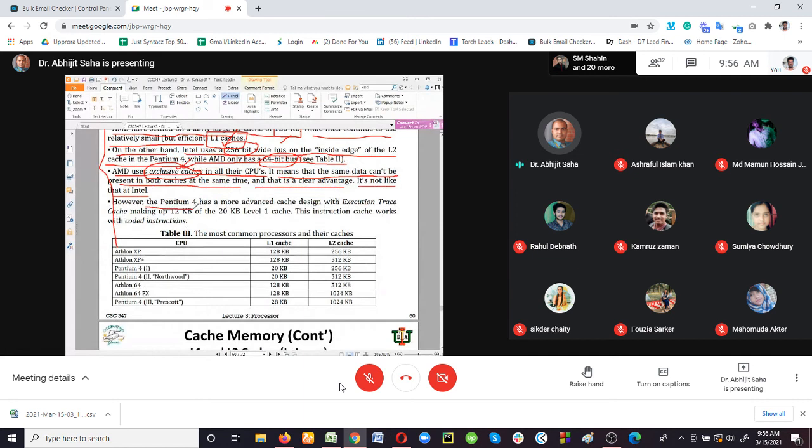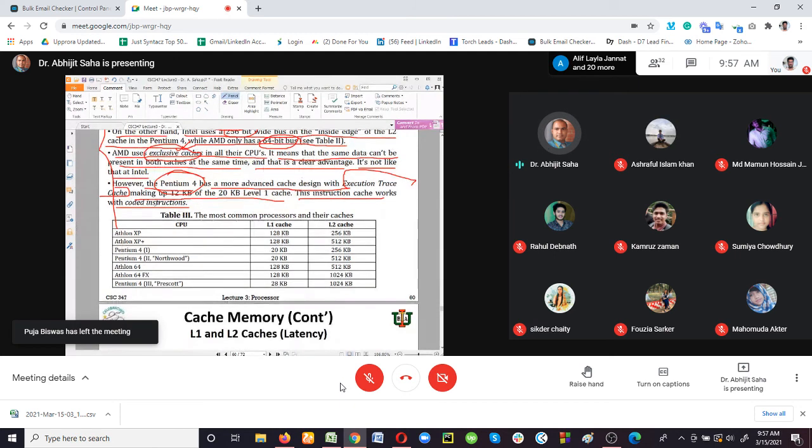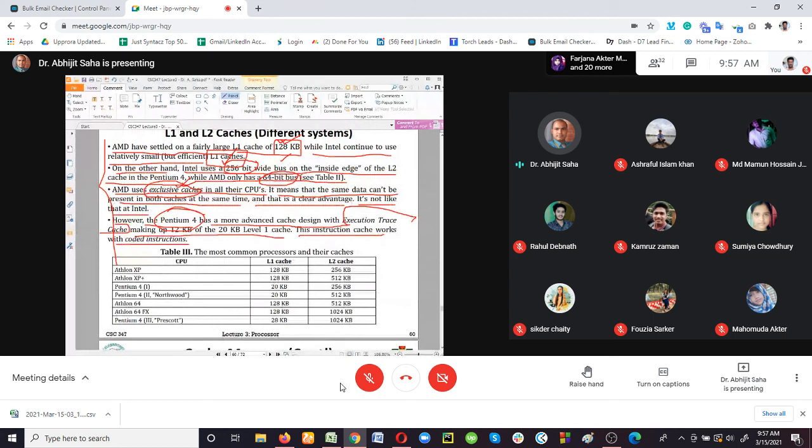But the Pentium 4 has a more advanced cache design, the execution trace cache. With this technique they make up 12 kilobytes of the 20 kilobyte level 1 cache. This is the instruction cache for decoded instructions. So the Pentium 4 has taken a different approach, and this shows the different technologies and different thinking about the processors' levels of cache.